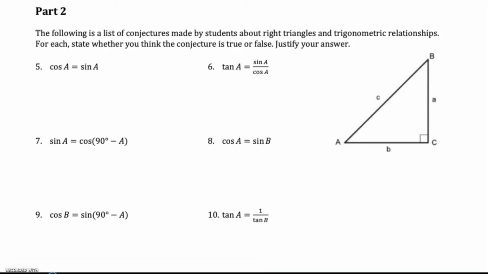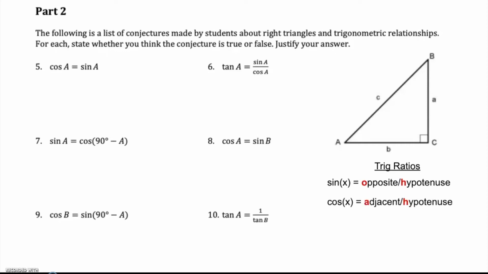In part 2, we are given a list of conjectures or statements that have not yet been proven true or false, and we must prove that they are either true or false by using our trig ratios. Our trig ratios are sine of x equals the opposite side over the hypotenuse, cosine of x equals the adjacent side over the hypotenuse, and tangent of x equals the opposite side over the adjacent side. This is also known as SOHCAHTOA.